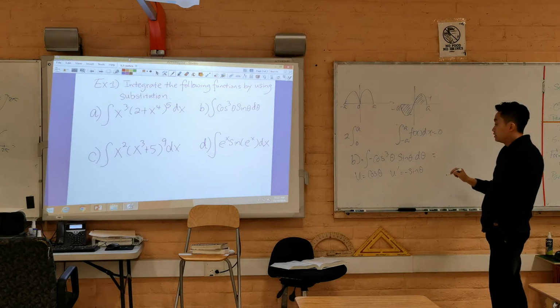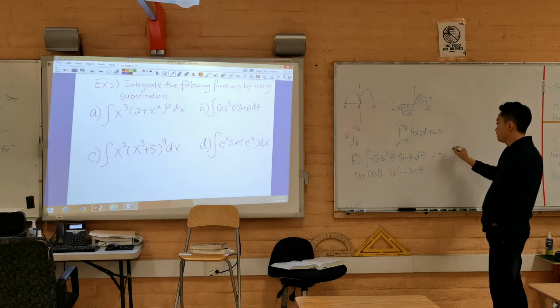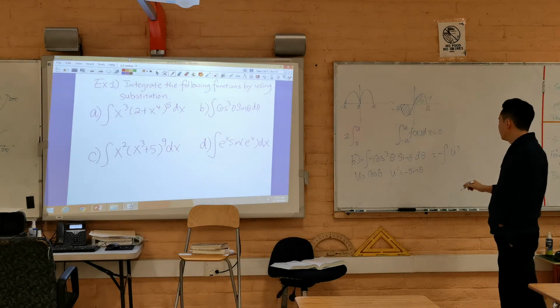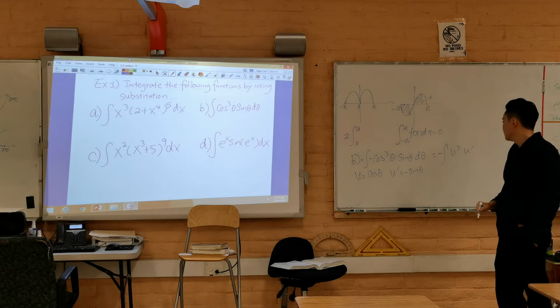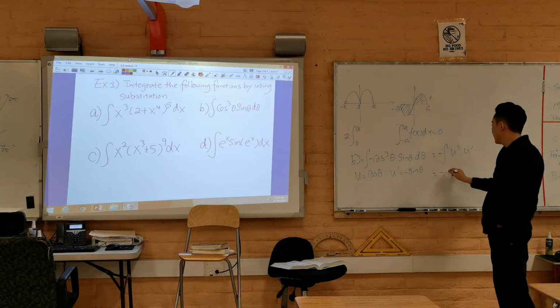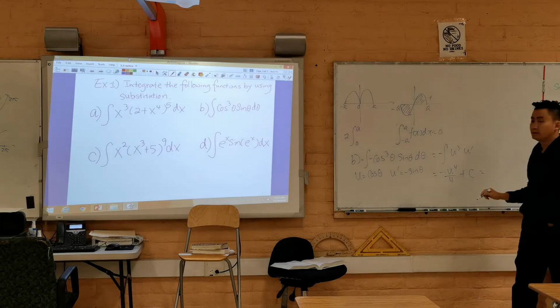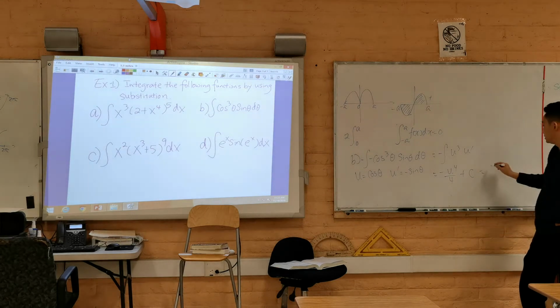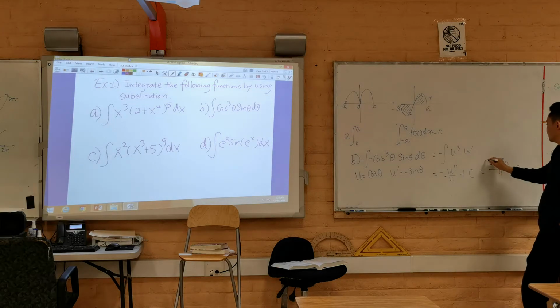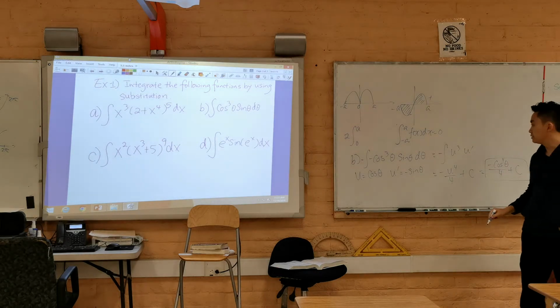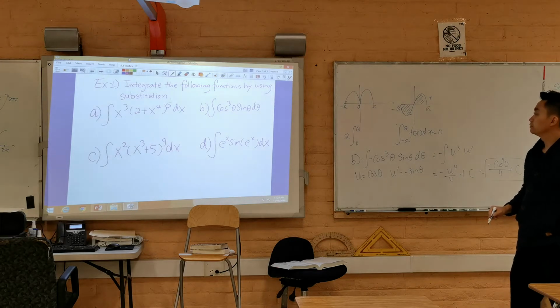And then by substituting that u and u prime, we have negative integral of u to the power of 3, and then u prime. And then basically just integrate it, so we get negative u to the power of 4 over 4, plus c. And then at the end, you want to unsubstitute, so it's negative cosine of theta to the 4th power over 4, plus c. So that would be the integral.